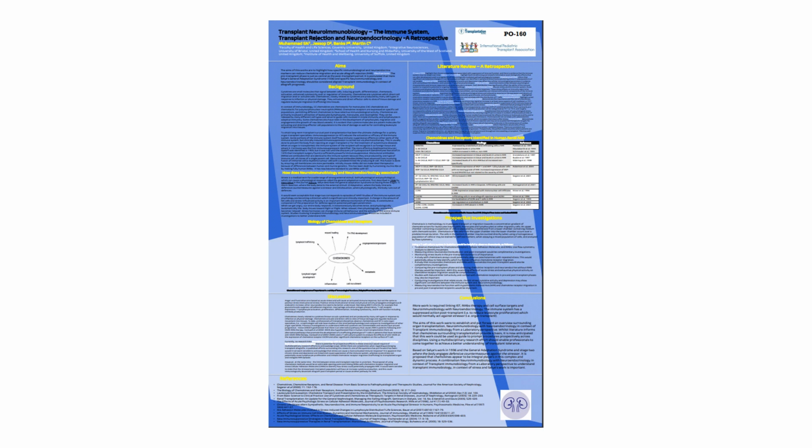Based on Selye's work in 1936 on the general adaptation syndrome, and stage two, where the body engages in defensive countermeasures against the stressor, it is proposed that chemokines appear to be integral players in this complex and dynamic process. A combination of neuroimmunobiology and neuroendocrinology in the context of transplant immunobiology from a laboratory perspective, to understand transplant immunobiology in the context of stress and Selye's work, is important.